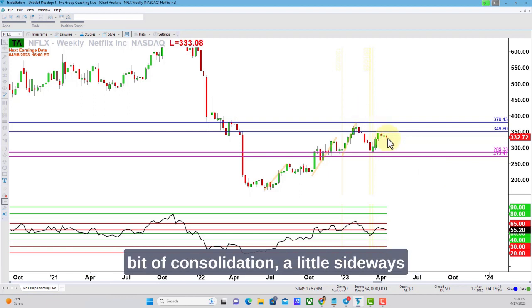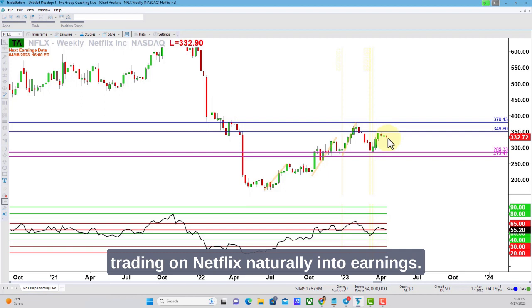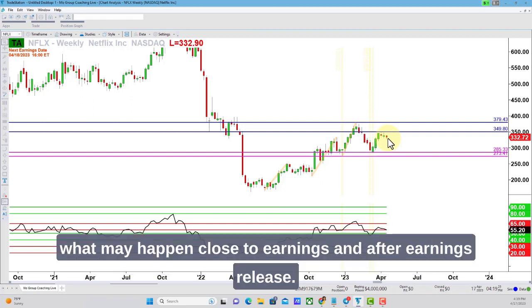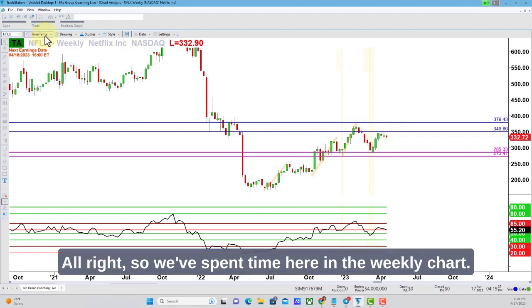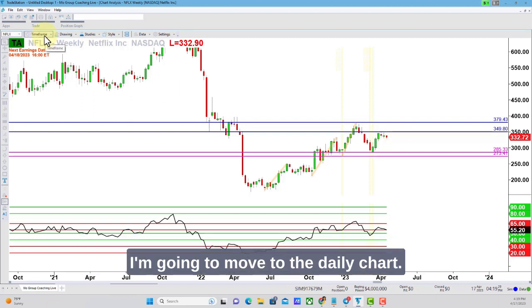So the bullish indications of that are unfolding, and right now there's a little bit of consolidation, a little bit of sideways trading on Netflix, naturally into earnings, but still that has data in it, that has patterns in it that we can analyze to be ready for what may happen close to earnings and after earnings release. All right, so we've spent time here in the weekly chart. I'm going to move to the daily chart.